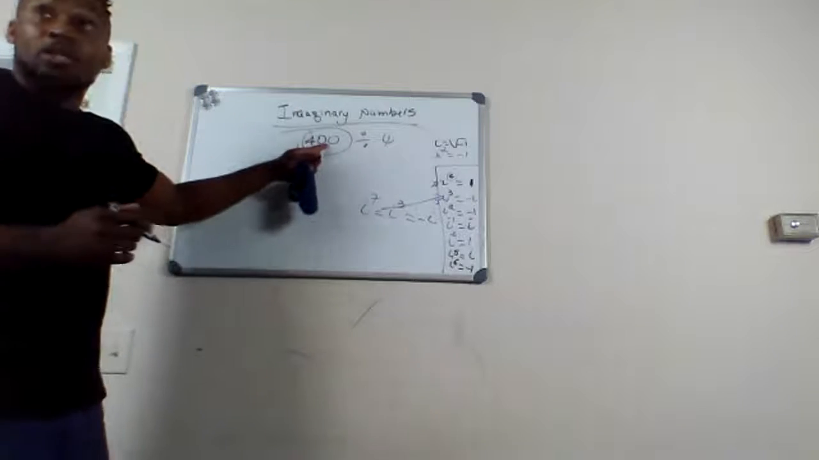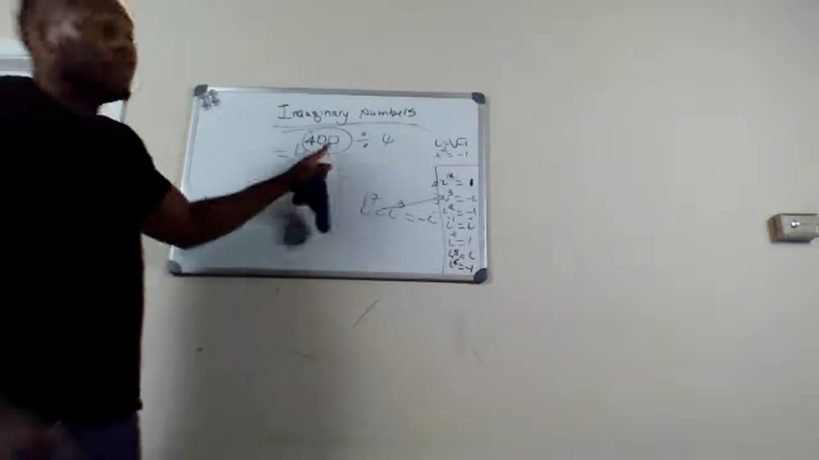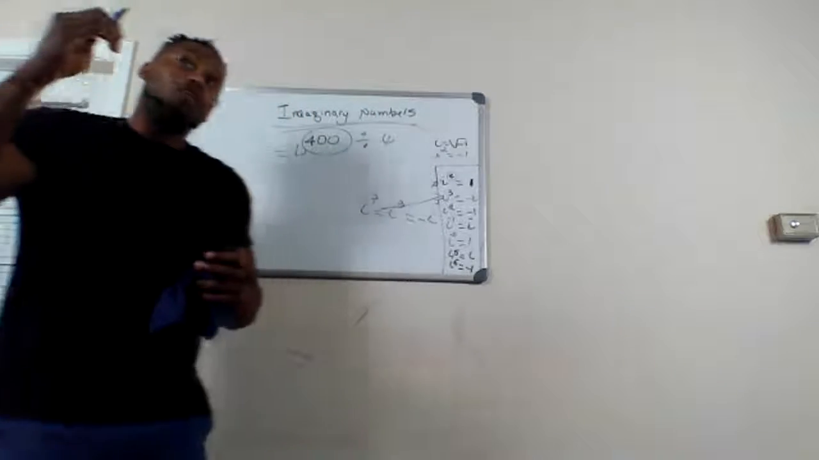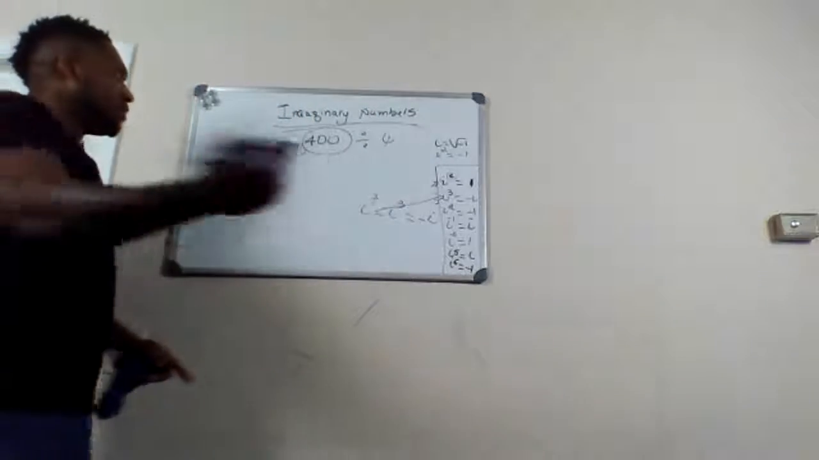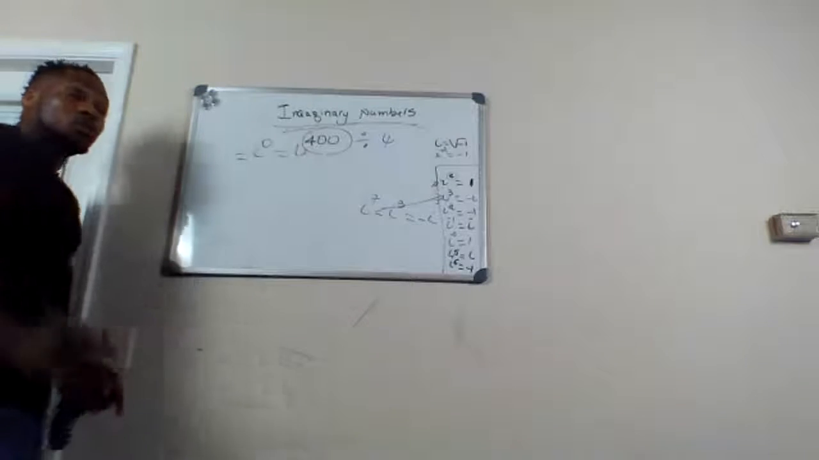What's I to the 400? I to the 400 is equal to I to the remainder. When you divide 400 by 4, the remainder is 0. So I to the 400 is equal to I to the 0, which is equal to 1.